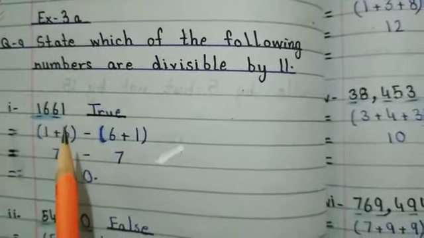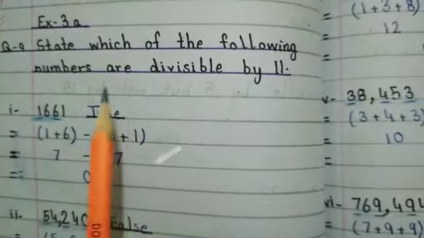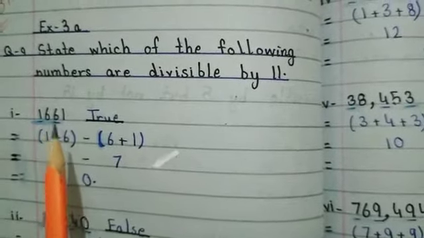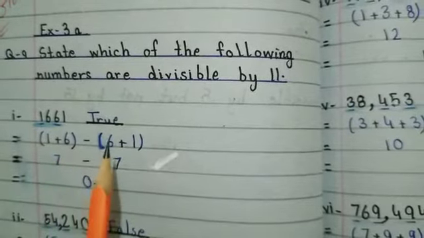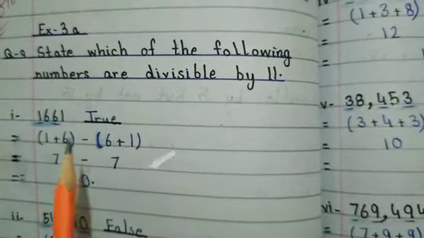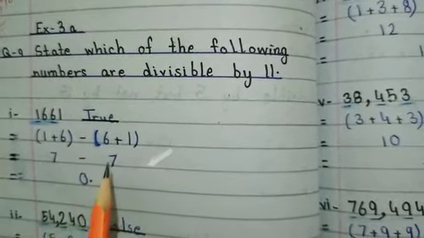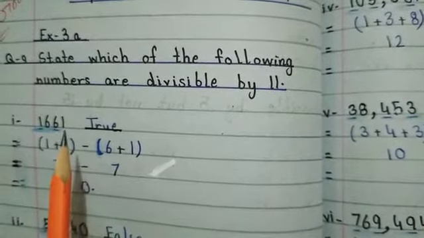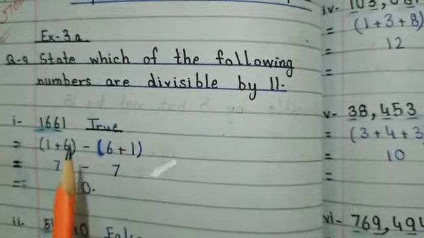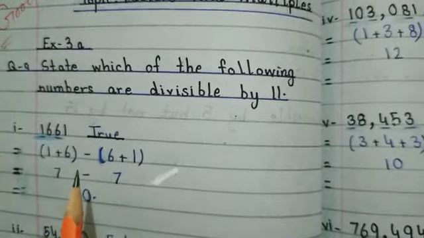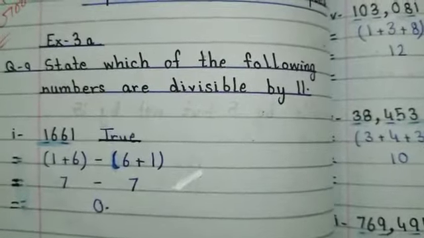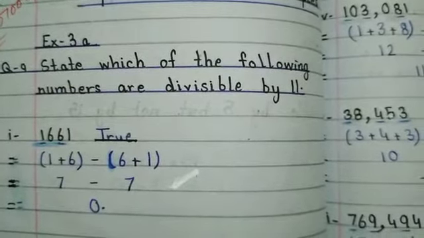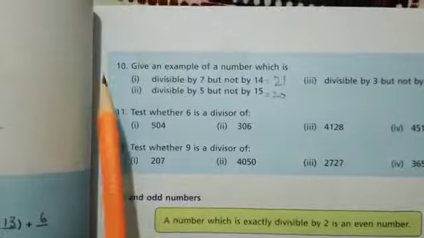Student, look here. We check this statement: which of the following numbers is divisible by 11. We follow the rule. 1 plus 6 minus 6 plus 1. We interchange the numbers. 6 plus 1 is 7, 7 minus 7, answer is 0. Means that this number is divisible by 11. Also follow this method and solve the remaining parts.